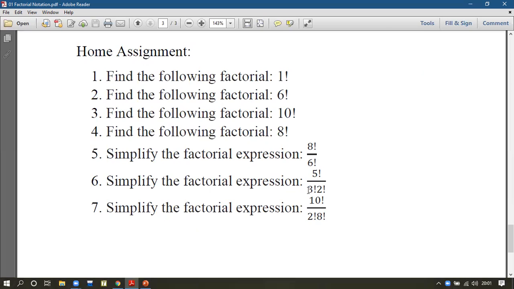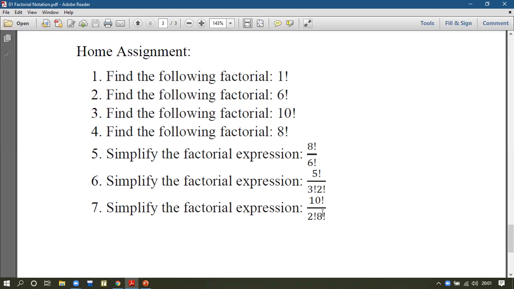Similarly, you can find this one: factorial 5 into factorial 4 divided by factorial 2 into factorial 3. Factorial 5 is equal to 5 into 4 into factorial 3, factorial 3 cancels out, and factorial 2 can be written as 2 into 1, then 2 will be cancelled out. The answer of this expression is equal to 10.